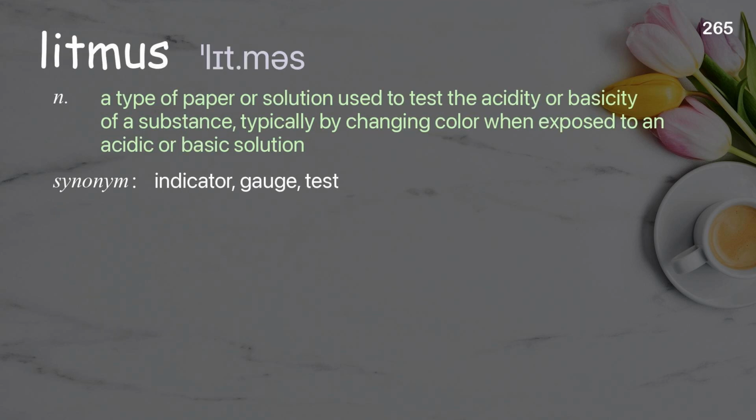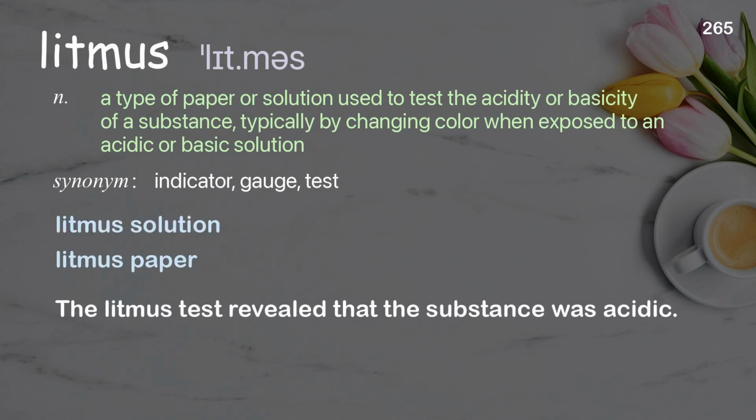Litmus. A type of paper or solution used to test the acidity or basicity of a substance, typically by changing color when exposed to an acidic or basic solution. Examples: litmus solution, litmus paper. The litmus test revealed that the substance was acidic.